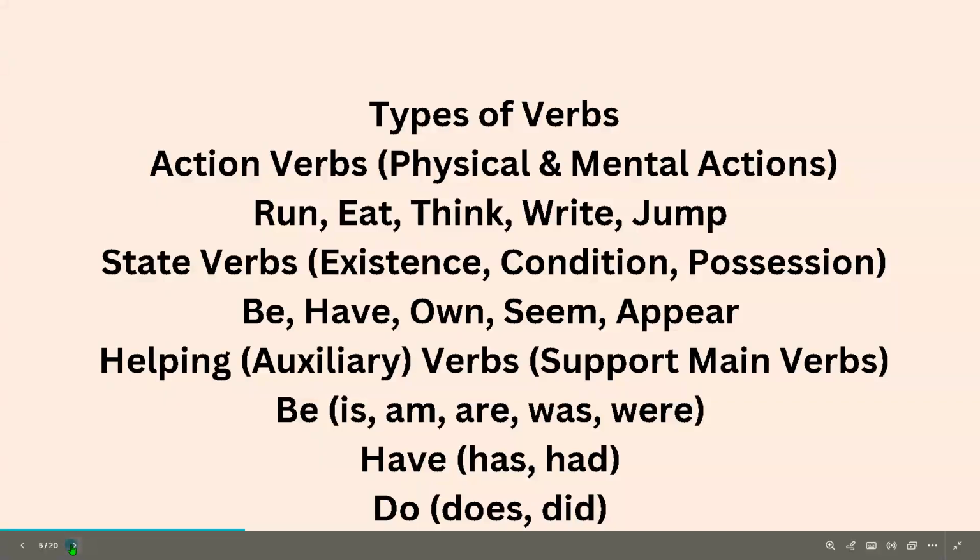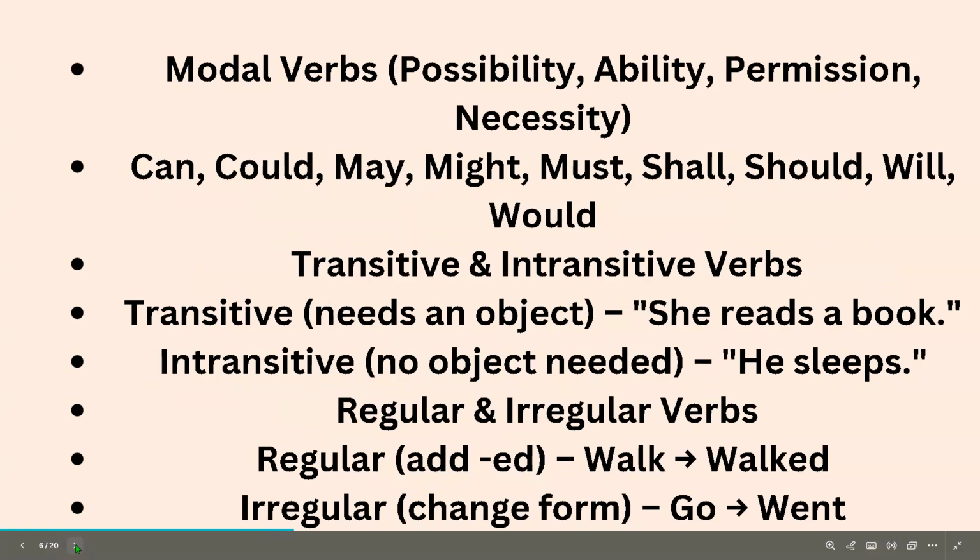So, types of verbs. What are the types of verbs? Action verbs, physical and mental actions: run, eat, think, write, jump. And state verbs: existence, condition, possession, like be, have, own, seem, appear. Helping verbs, that is auxiliary verbs, support main verbs. So, helping verbs mean they will be supporting main verbs. Be, is, am, are, was, were. Have, has, and had. Okay. So, do, does, and did. These are also verbs.